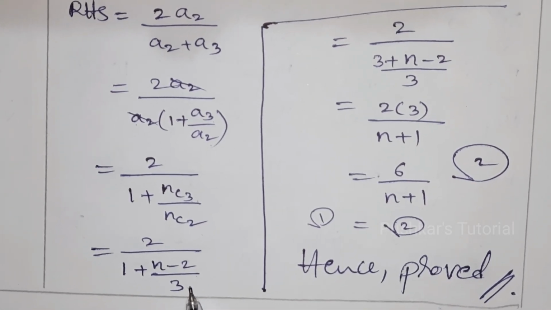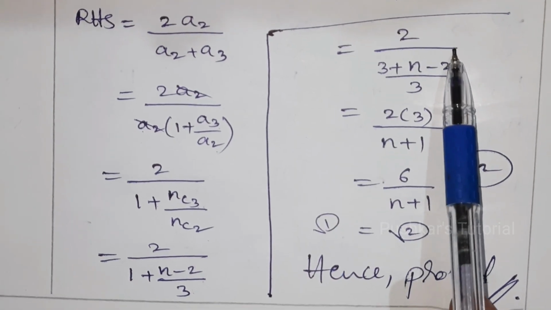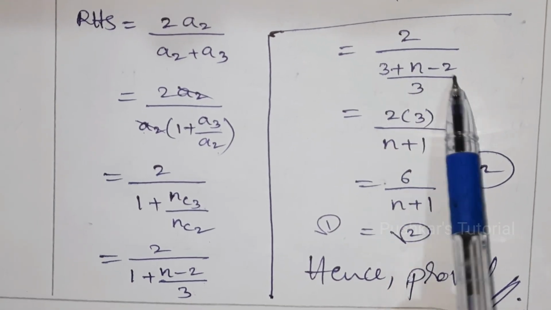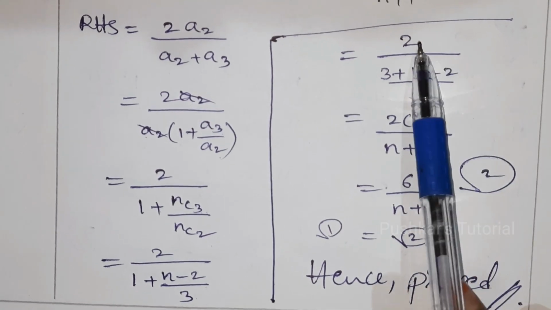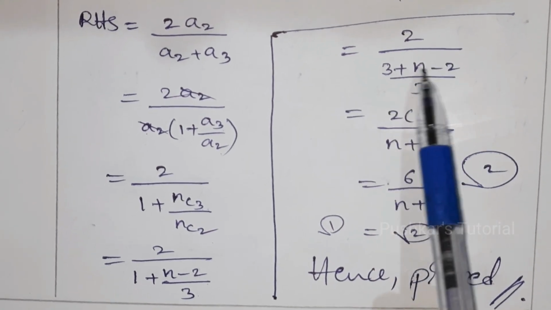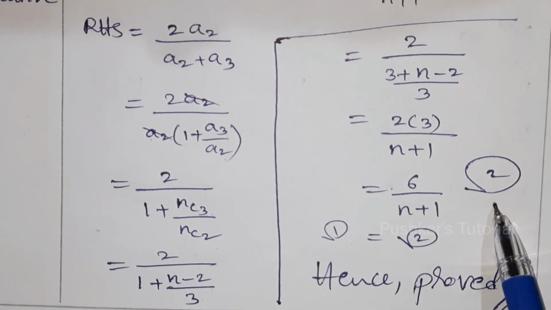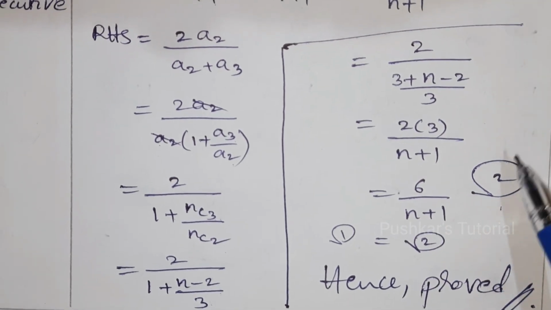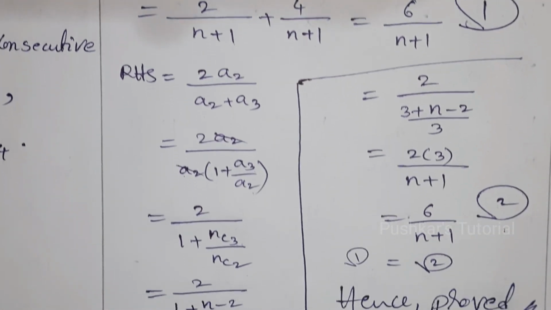LCM of the denominator, 3 ones are 3. So here 2/(3+(n-2)/3), the denominator goes to its numerator. So 3 twos are 6, it will be 6, and 3 minus 2 is 1. So 6/(n+1), equation 2. So equation 1 and 2 are both equal, no? So hence proved.